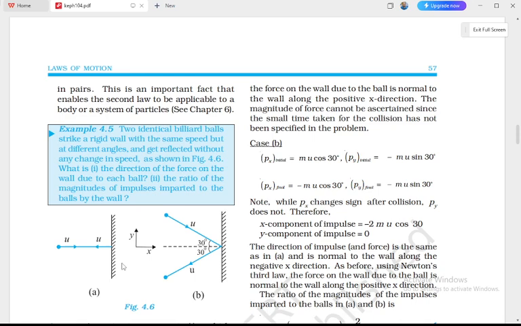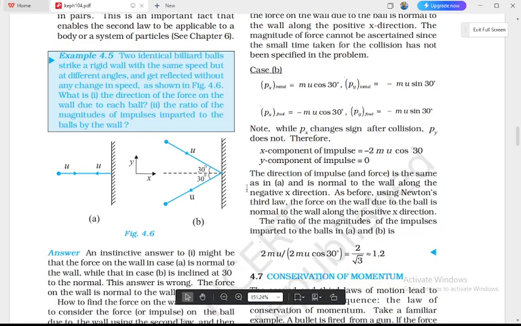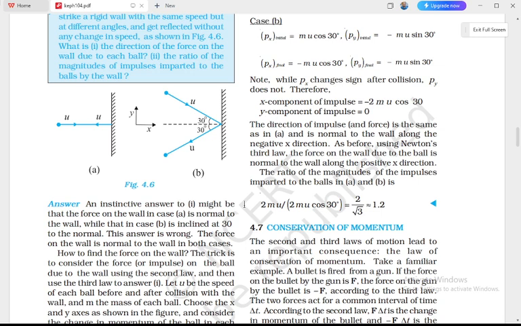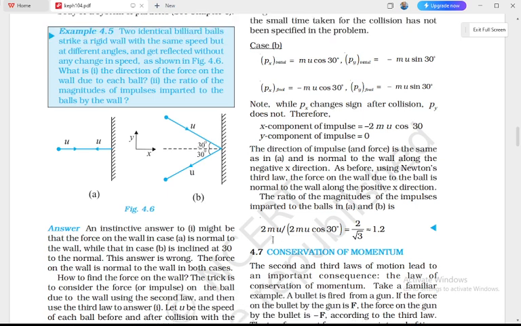The direction of impulse and force is the same as in case A and is normal to the wall along the negative x direction. As before, using Newton's third law, the force on the wall due to the ball is normal to the wall along the positive x direction. The ratio of the magnitudes of the impulses imparted to the ball in A and B is 2 m u by 2 m u cos 30, that is 2 by root 3, that is 1.2.